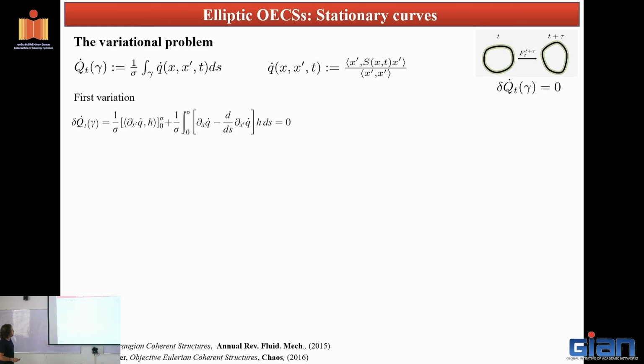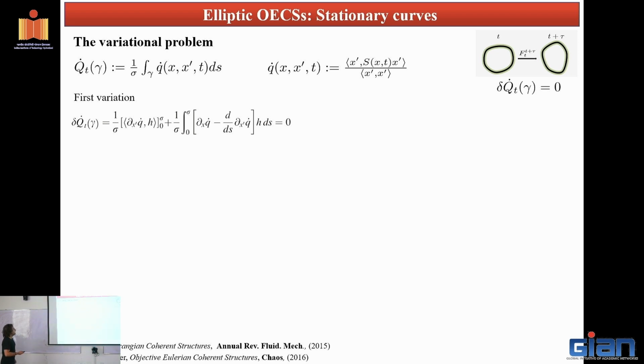Okay, let's try to do it now. So this is what we want to identify. Q dot is really the stretching rate of any point on this curve. And this is the average quantity, and then I want to take the first variation because I want to look for gamma that are extremizers of this functional. So there are going to be some curves gamma such that if I perturb gamma a little bit, the functional Q dot is not going to change at leading order. This is the classical problem of calculus of variation. When you take the first variation, you're going to get a boundary term that depends on perturbation at the boundary points, and an integral term.